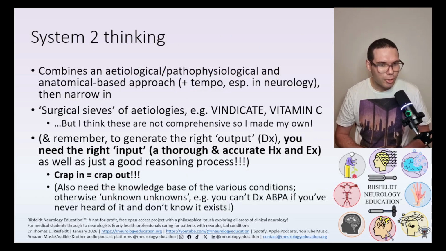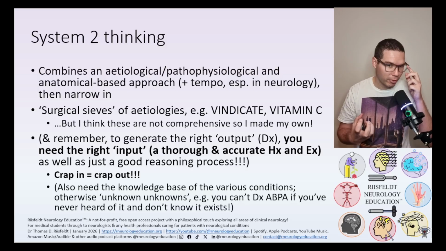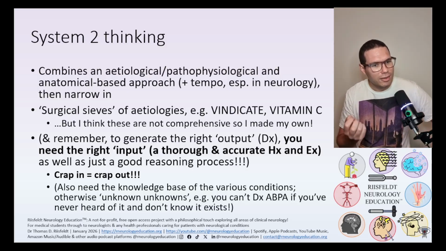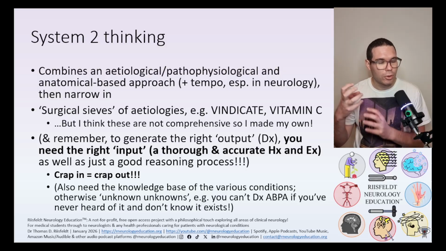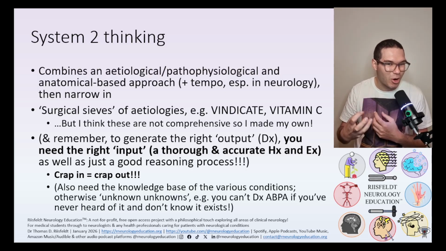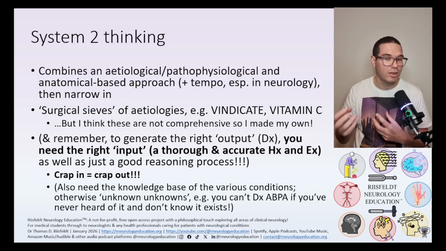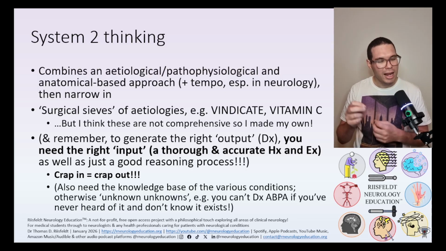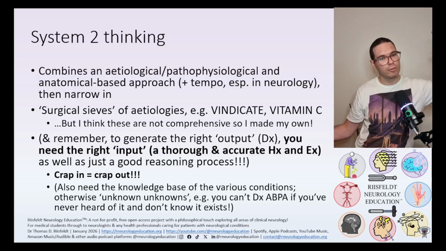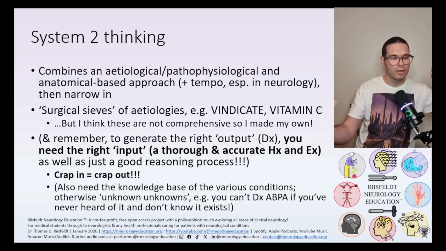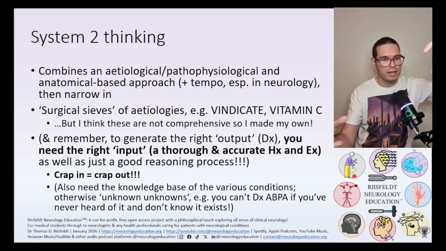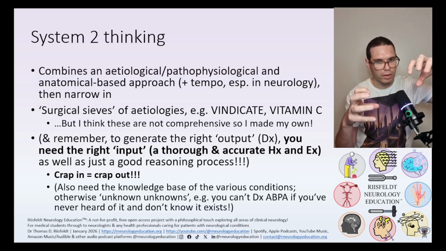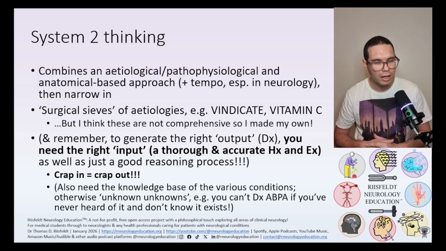So onto System 2 thinking, which is what I want to focus on for the rest of this episode. So this is combining an etiological or pathophysiological approach and an anatomical-based approach. And that also includes a consideration of the tempo, particularly in neurology. It applies to everything, but especially in neurology. And then by tackling the problem from these two different angles, the etiology and the anatomy, you can then narrow in on what the diagnosis is or what the couple of differential diagnoses are.